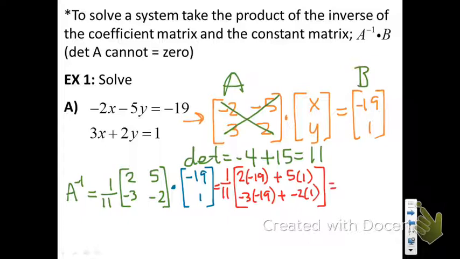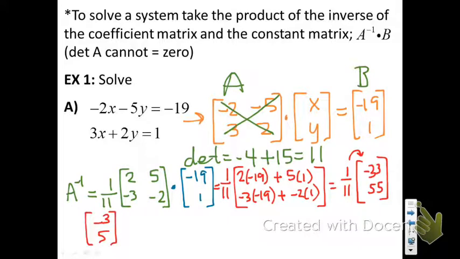Anyway, so to finish this, we're going to multiply 2 times negative 19, which is negative 38, and add 5 to get negative 33. And negative 3 times negative 19 is 57. We're going to add a negative 2 to get 55. And then the very last step is to multiply this scalar to both. Now see, aren't you glad I waited till the end so we didn't have to deal with that fraction till later? So that when we distribute the 1/11 through, we end up with a matrix that looks like this.